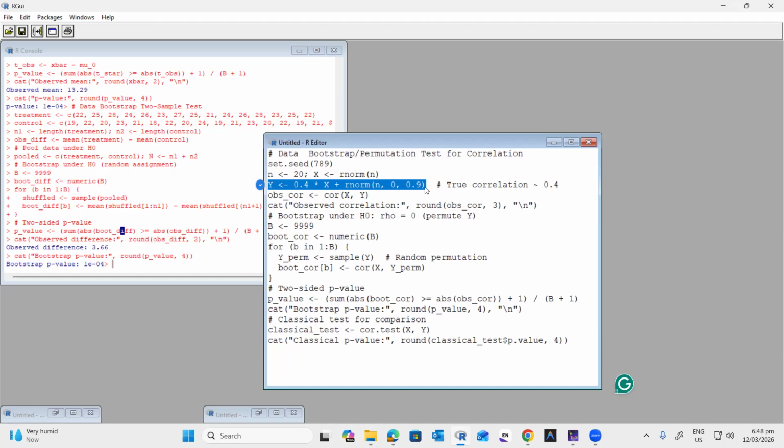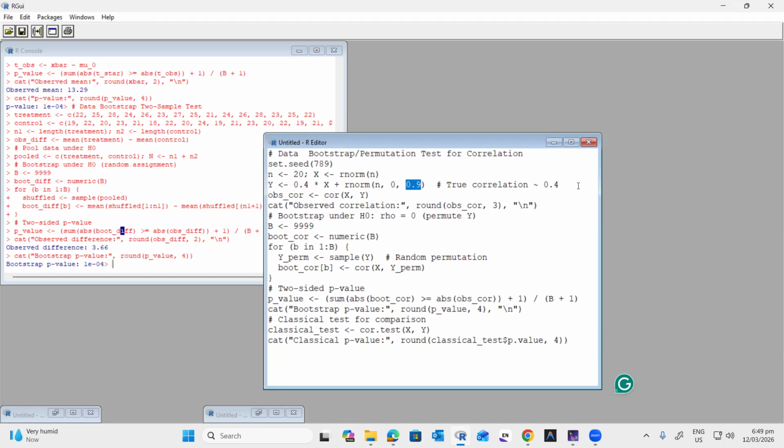So y is created as a linear function of x plus independent normal error, with coefficient 0.4 and the error in this relation with standard deviation 0.9. Both of them are chosen so that the true population correlation is approximately 0.4. That will create a non-null data set for our example.